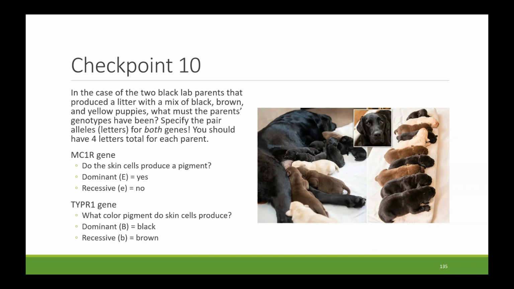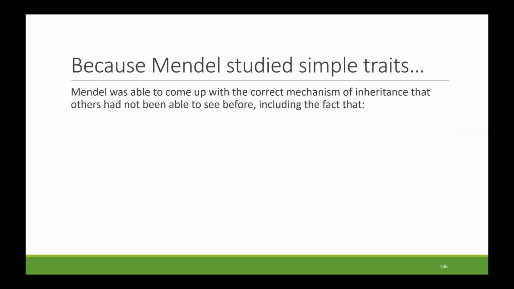Now, after hearing about all of these complexities, you may be left wondering, why do we even care about Mendel's laws? It seems like they don't really apply in most cases. And yes, it is true that most genes and traits operate at a level of complexity that's far beyond what Mendel was observing. However, Mendel's work is still important, and it's because Mendel studied simple traits that he was able to see past all of the complexity and come up with the correct mechanism of inheritance that other people hadn't been able to see before, which is that characteristics are brought about by a pair of genes.